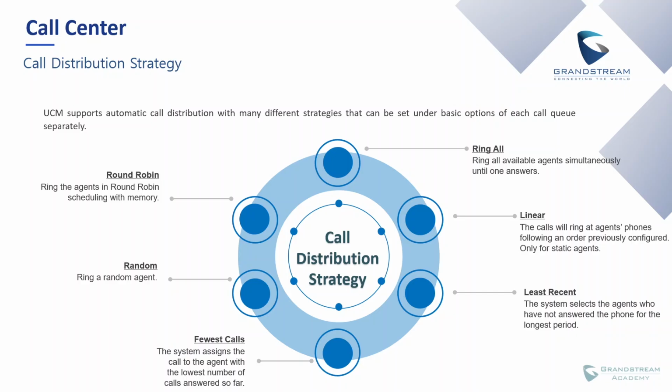The first strategy we have is ring all, which rings all the available agents simultaneously until one of them answers. For linear, the calls will ring at agent phones following an order previously configured, and it's only available for static agents. Least recent: the system selects the agent who has not answered the phone for the longest period. Fewest calls: the system assigns the call to the agent with the lowest number of calls answered. Random rings a random agent. Round robin rings the agents in round robin scheduling with memory. It basically works by forwarding the incoming call to the first person in the line.